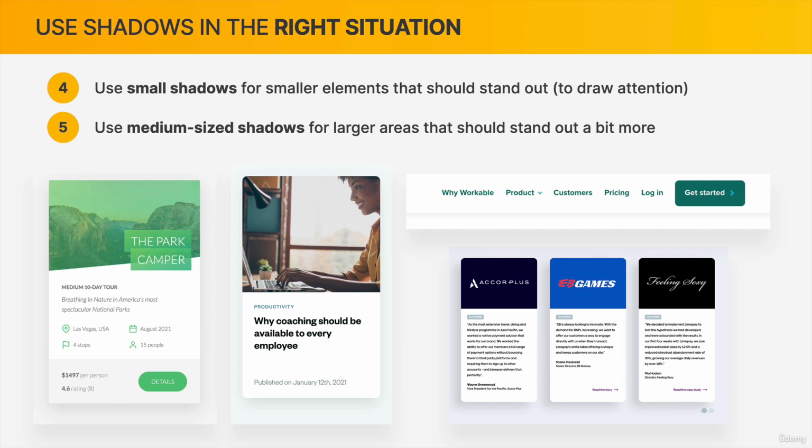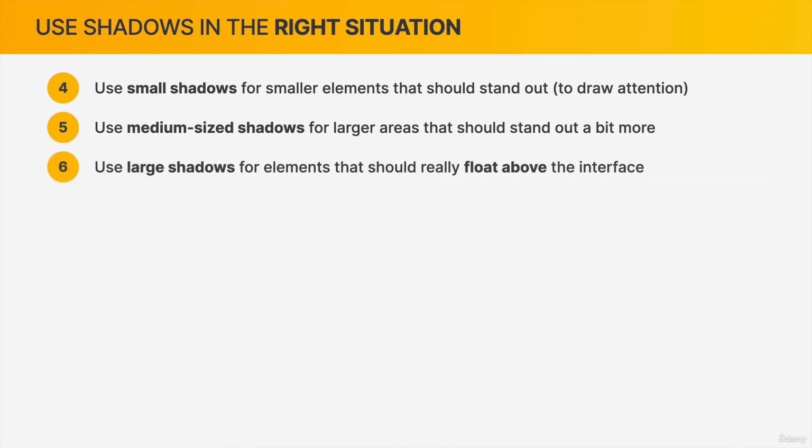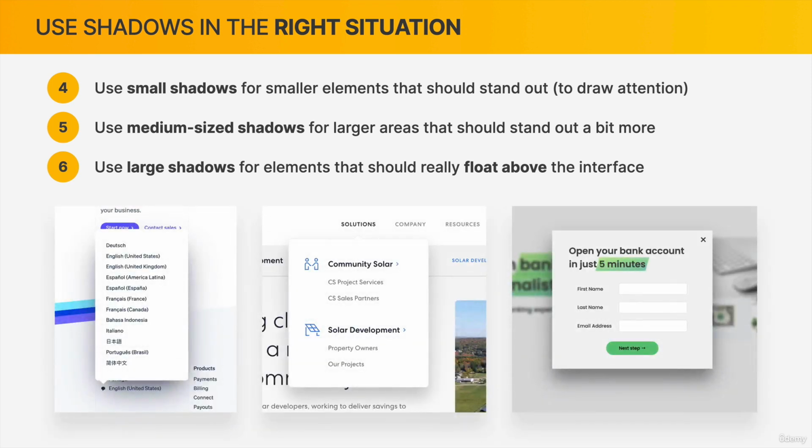All right. Now, finally, we also have large shadows. And these kind of shadows we use for elements that we really want to float above the entire rest of the interface. And good examples of that are navigations and pop-up windows like you see here on the right. So all these three examples have really large shadows. And so as we learned in the very beginning, that immediately makes us perceive it as though these elements are really floating above the rest, right? So I think you can intuitively see that here in action.